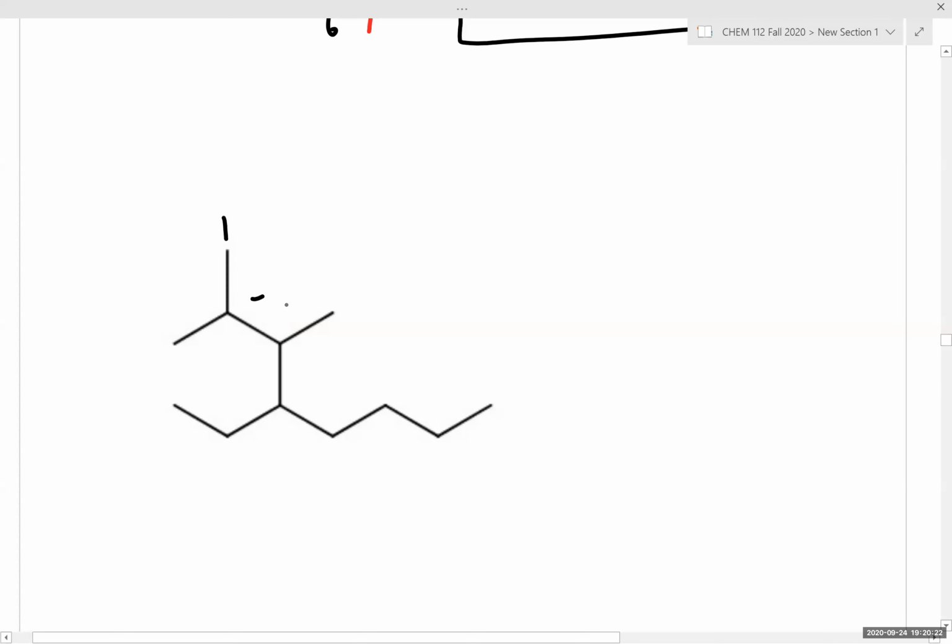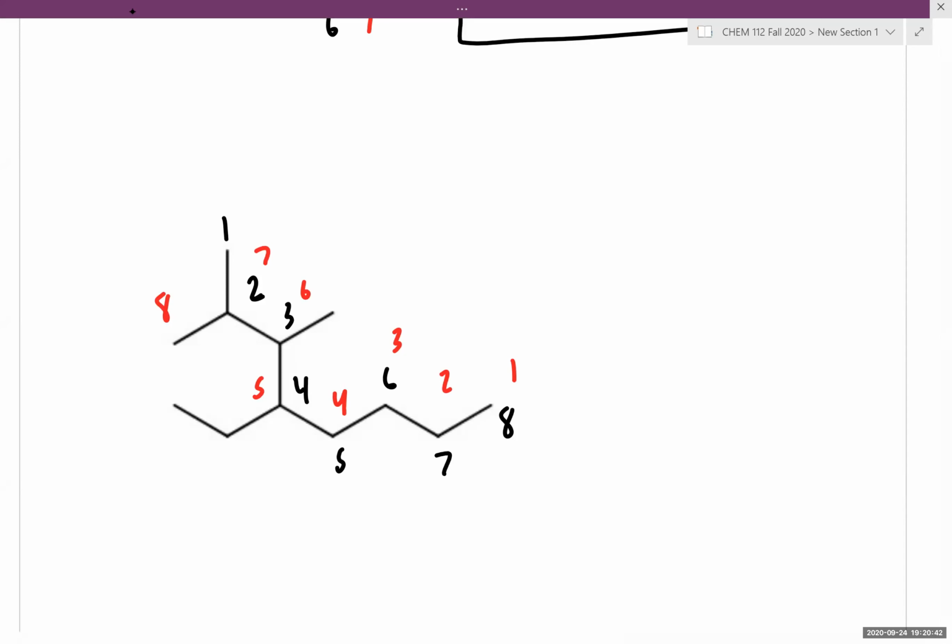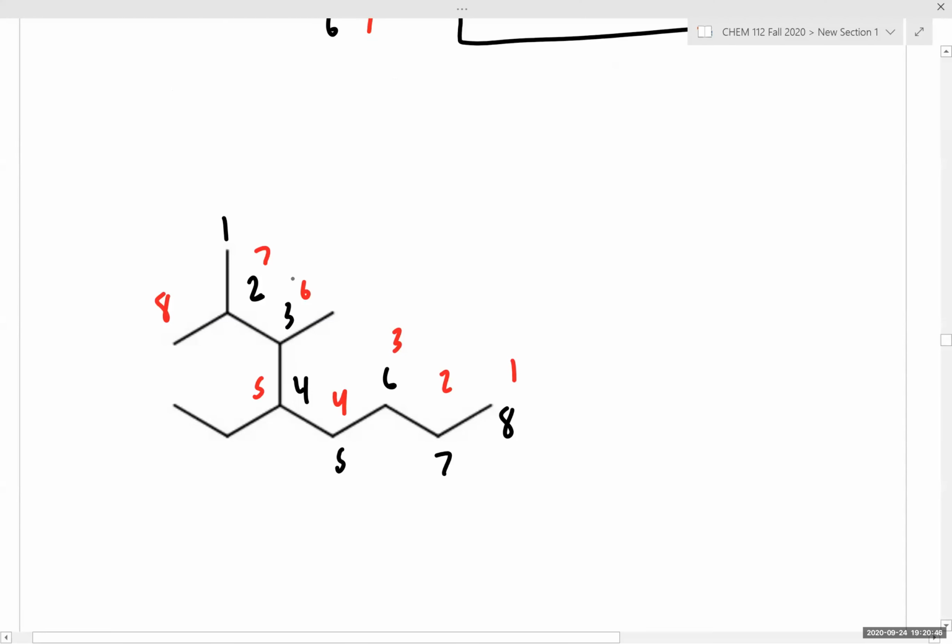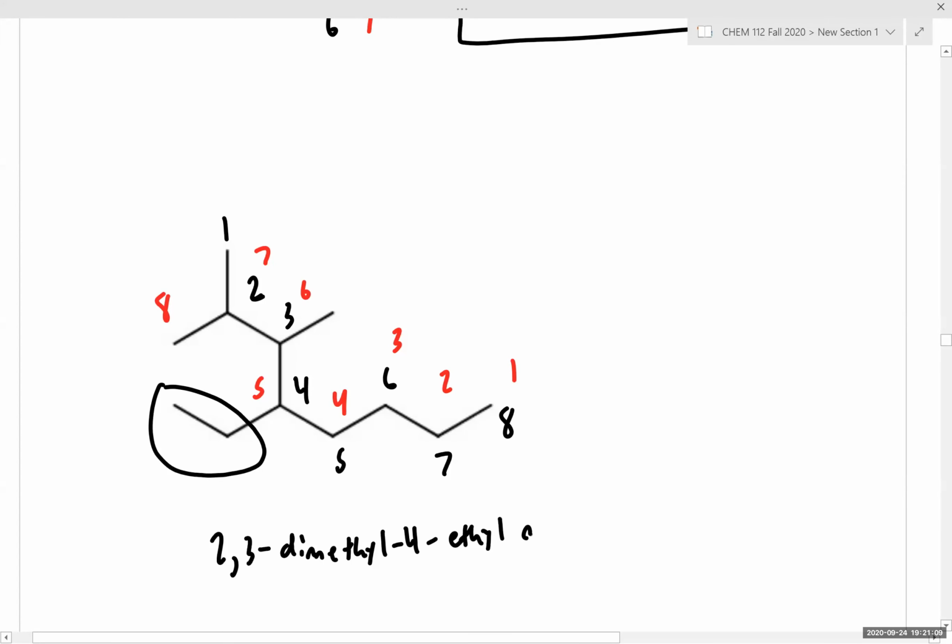Okay, so let's put our carbon numbers in place. So we have 1, 2, 3, 4, 5, 6, 7, 8. Okay, so looking at our locant numbers now, there are two potential methods of counting to give us an 8-carbon chain. So the locant number method in black is chosen because it gives us the smallest numbers, and that gives us 4-propyl. That's an ethyl chain, yes. 4-ethyloctane.